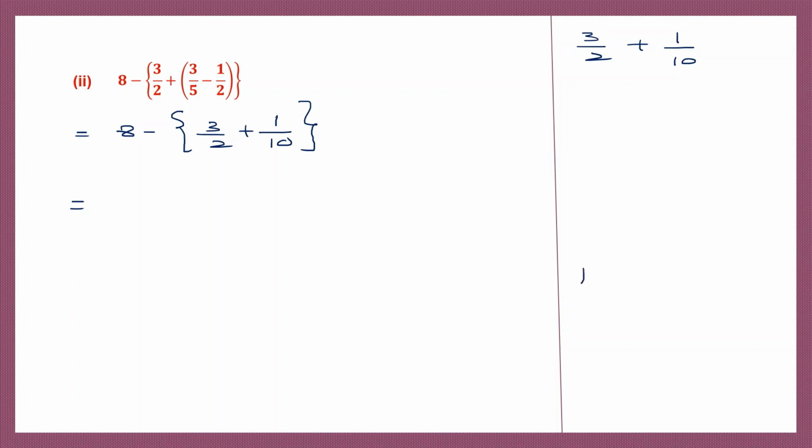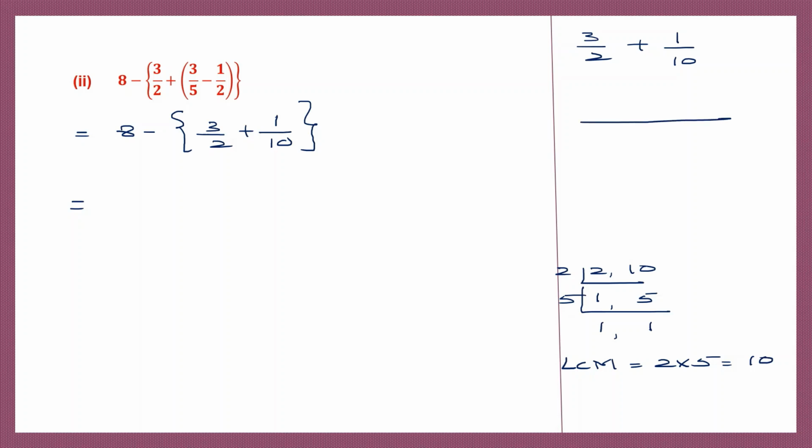So let's find the LCM of 2 and 10. 2 and 10, beginning with 2. 2 1s are 2, 2 5s are 10. And then take 5, 1 and 1. So the LCM here is 2 into 5, 2 5s are 10. So 10 is a common denominator. Now let's begin with the numerators. Denominator 2 into 5 is 10. So multiply 3 also by 5. 3 5s are 15, plus, go to the next fraction. Denominator is 10. 10 into 1. So 1 into 1, 1 1s are 1. So this will be 15 plus 1, which is 16 by 10.